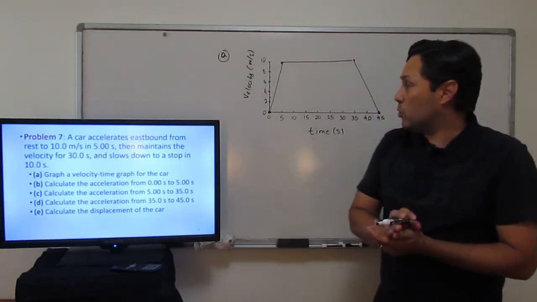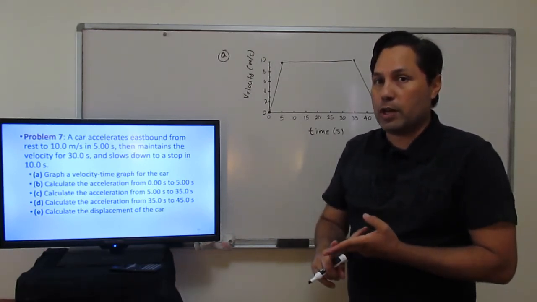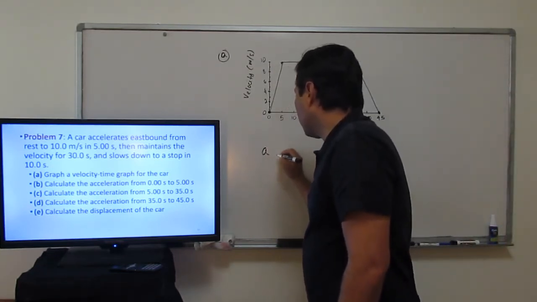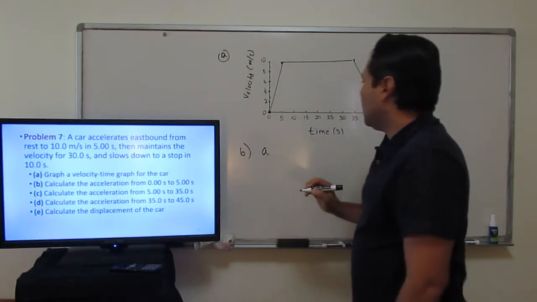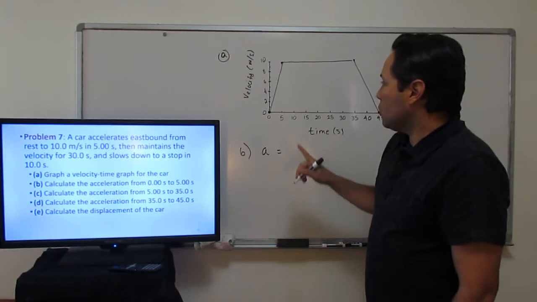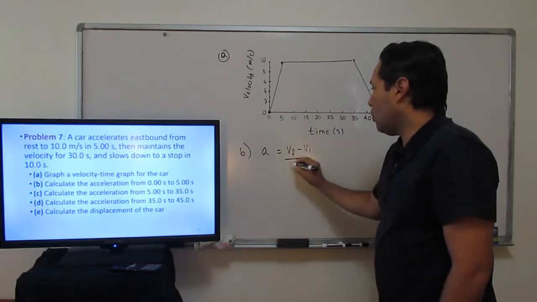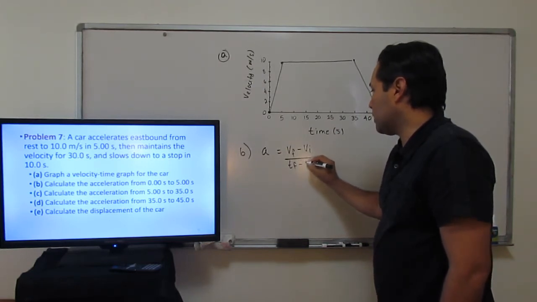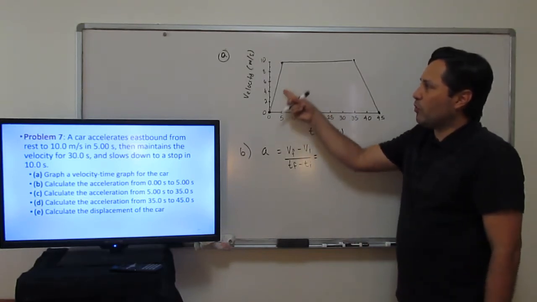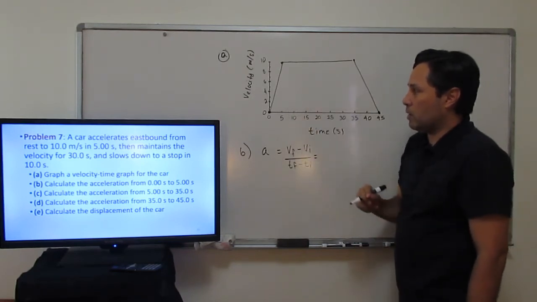Next, they ask you to calculate the acceleration from 0 to 5 seconds. Alright, so we're going to go ahead and do that. The acceleration is the change in velocity over time. So acceleration, this will be part B. In acceleration, we're going to have the change in velocity, so it will be velocity final minus velocity initial over time final minus time initial. Essentially we're getting the slope of that line right there. That's the acceleration. In a velocity time graph, the slope of the line is your acceleration.